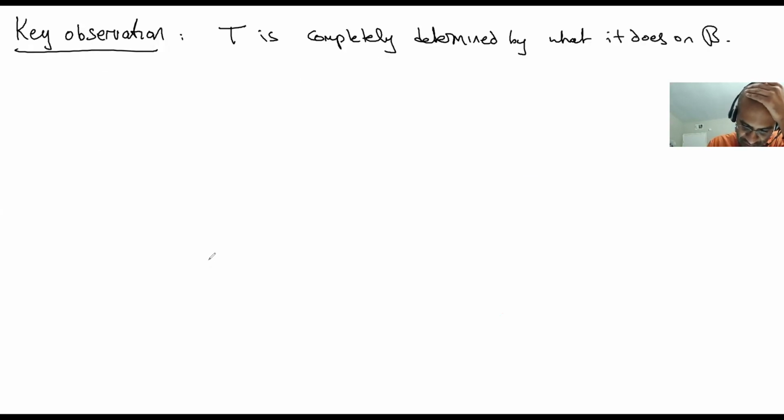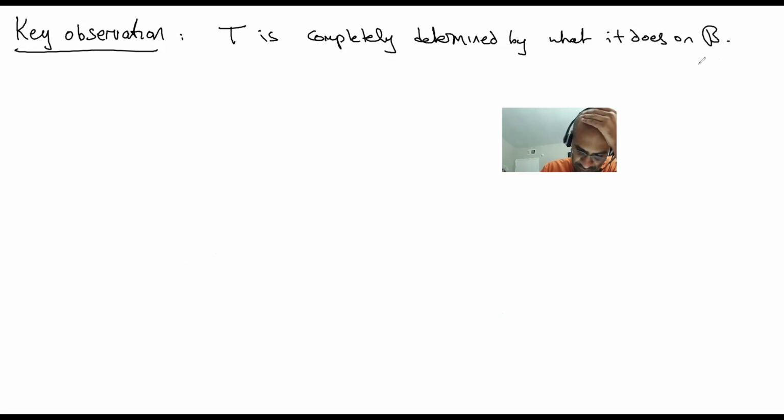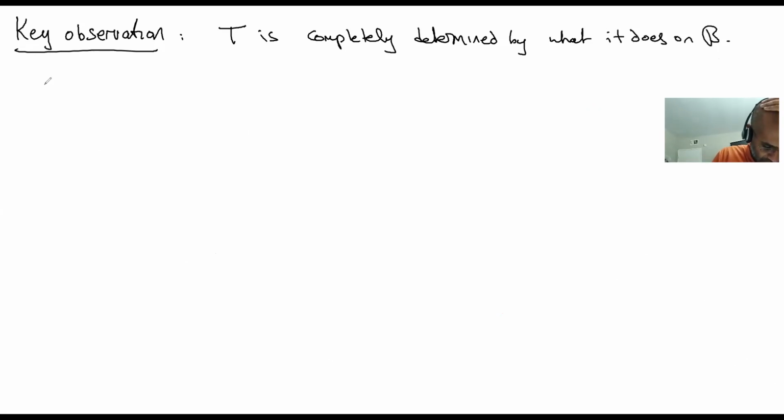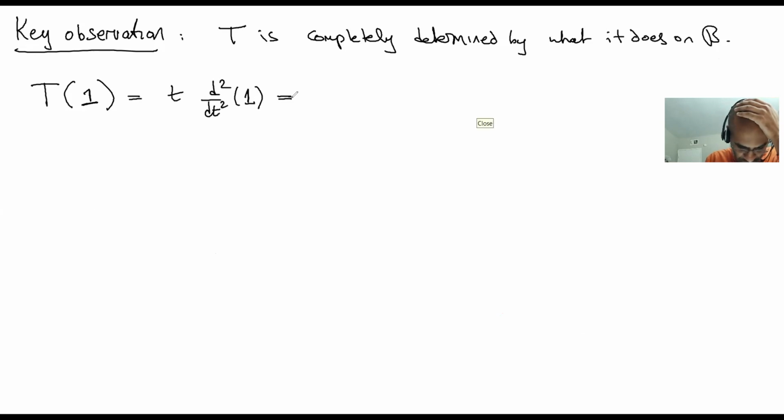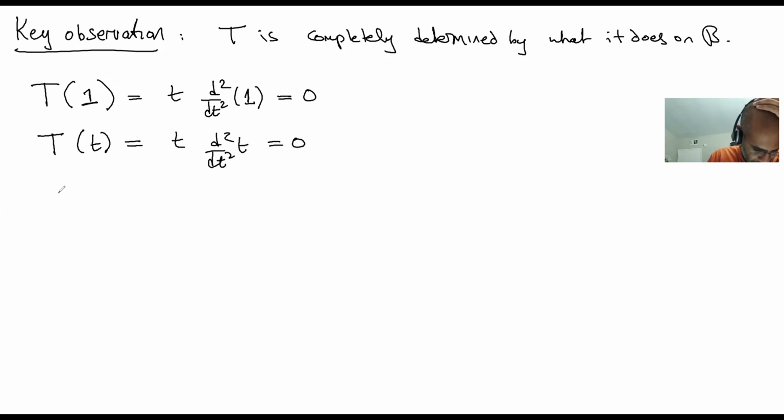So let's give them names, right? Okay. So let me just write it out. So T of 1 is d squared by dt squared of the polynomial 1. Anybody can see what that is? 0. Because the second derivative of 1 is 0. T of the polynomial t is the second derivative of t, which is also 0.